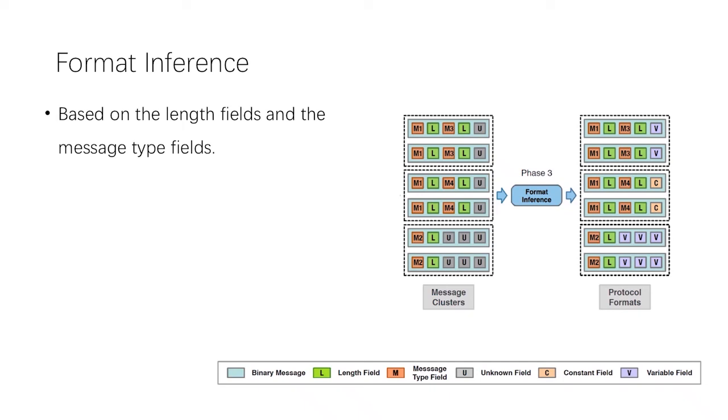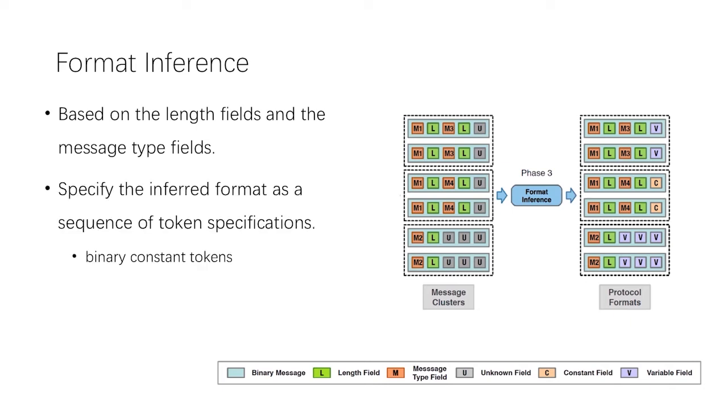After obtaining the length fields and the message type fields, we can exploit these fields to cluster messages with the same format, and then perform protocol format inference for other fields.